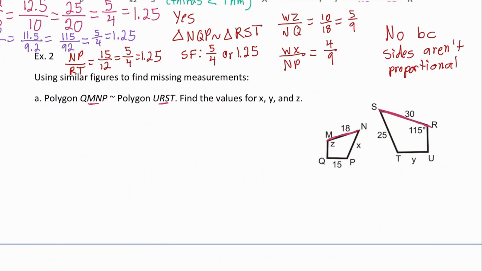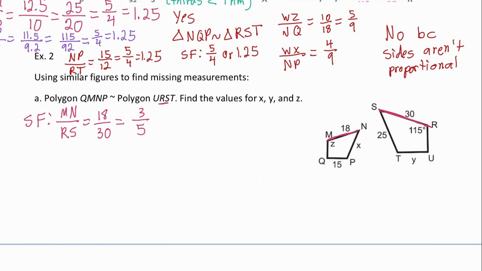So we can set up our scale factor, our SF, and so that's going to be MN, which is 18, over RS, which is 30. And I'm going to actually write that. MN over RS. So 18/30. And both of those are actually divisible by, let's see, 3, but we can go further. They're both divisible by 6. So that's going to be 3/5. Okay. And we do want to reduce that so that we can get a little bit better scale factor so that I can make our life a little bit easier.